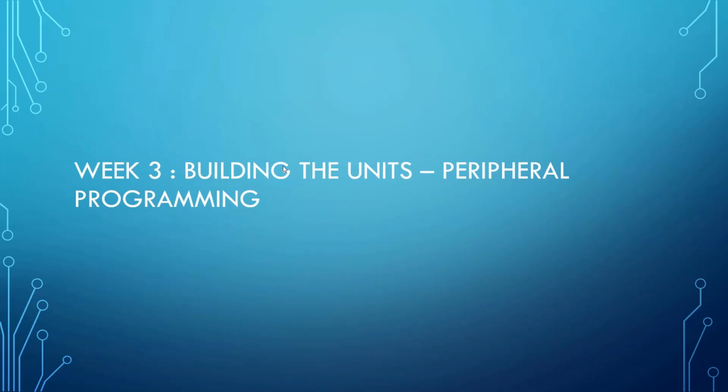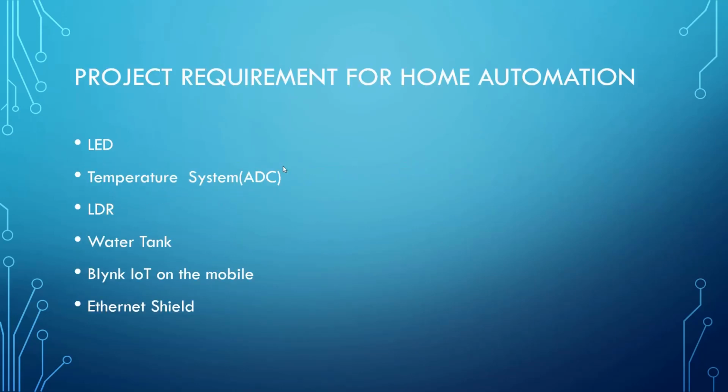In week 3, we started learning about building the unit's peripheral programming. So in week 3, we studied, one by one, the sensors and LED which we are using for our home automation. These are the requirements for our home automation. First, we studied LED. LED is a light emitting diode.